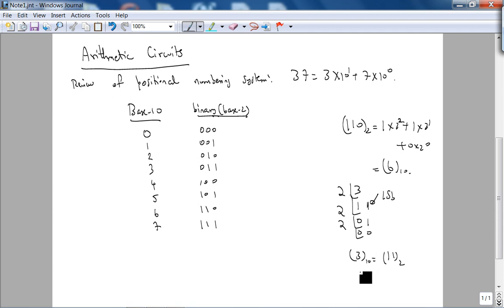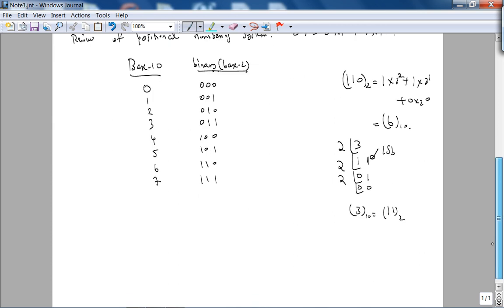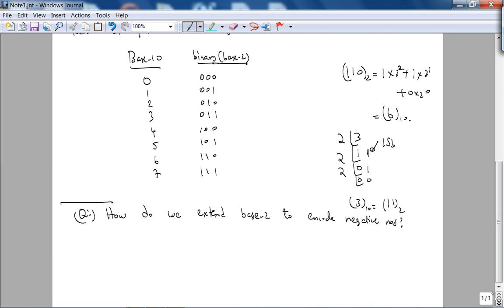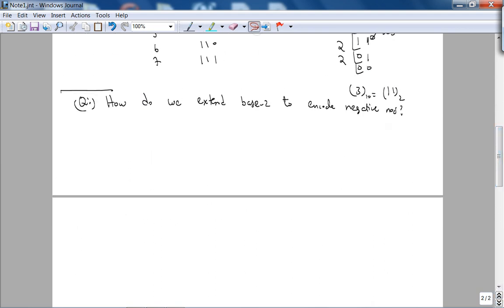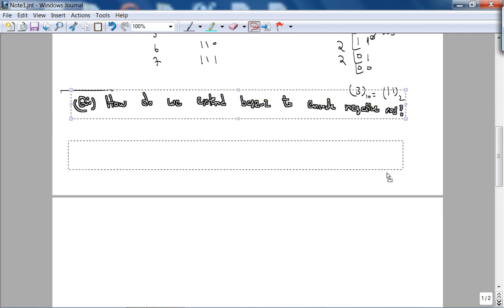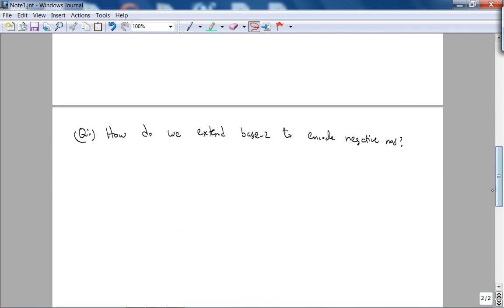But now a natural question we'll ask is, how do we extend base 2 to encode negative numbers? Again, this was just a review. We're starting arithmetic circuits per se. The answer is there are actually many ways.